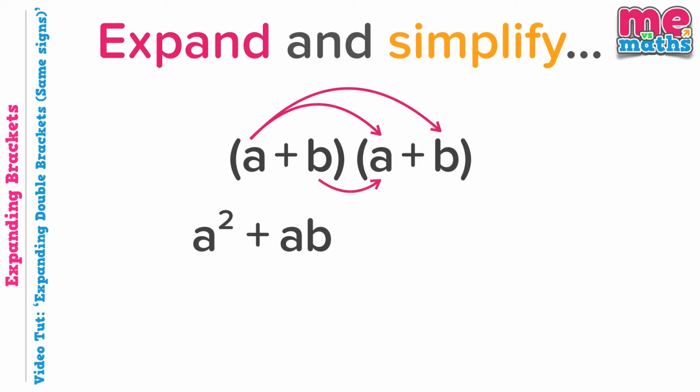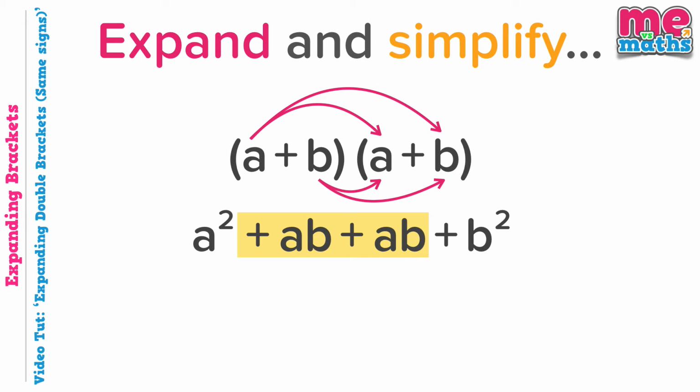Now we have b times a, which you may be tempted to write as ba. Write expressions like this in alphabetical order though if you can, as it will help us with something in just a moment. So instead of ba, I've written ab. And finally, b times b is b squared. Now we can simplify this part in the middle. If we hadn't written ba in alphabetical order, we might have missed that these two terms are actually the same. We have one ab and another ab, so altogether we have two ab's in our simplified answer of a squared plus 2ab plus b squared.